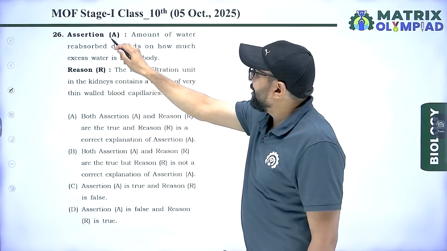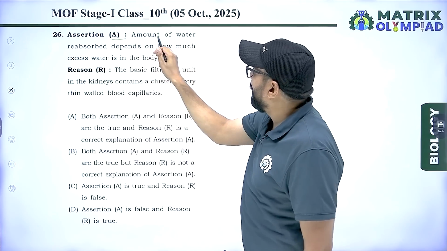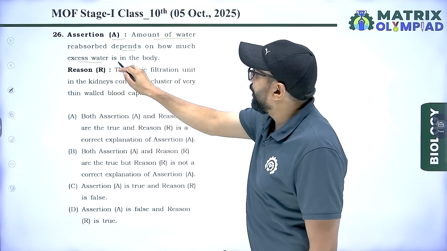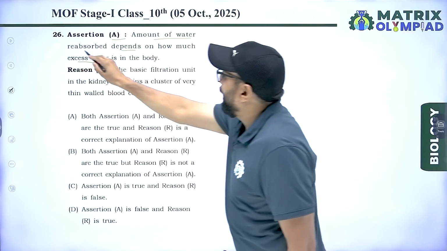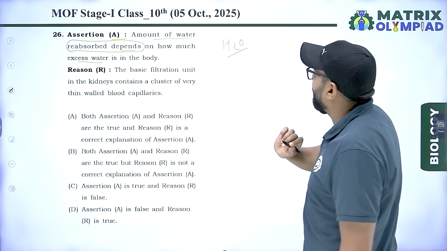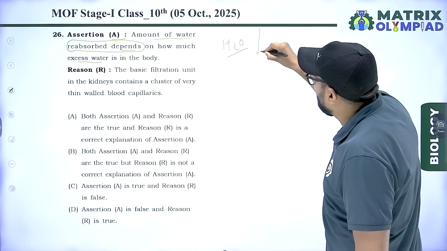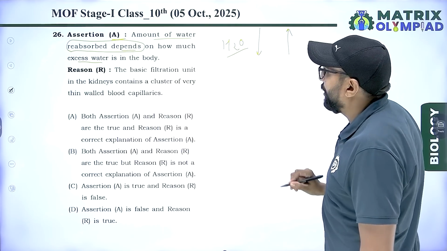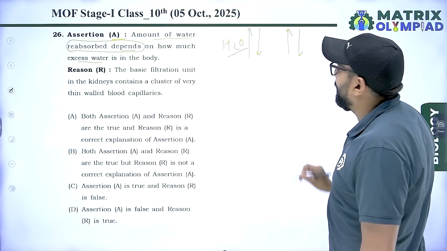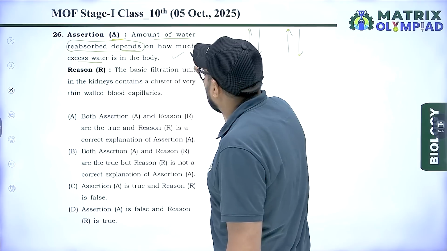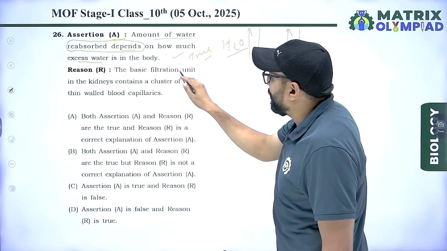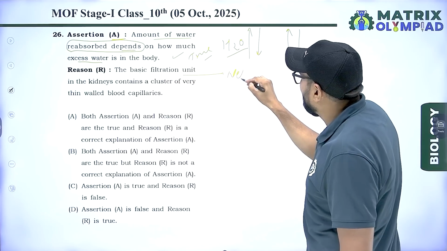Next question is assertion A: the amount of water reabsorbed depends on how much excess water is in the body. Reabsorption depends on water amount. If water amount reduces, reabsorption is high; if water amount is in excess, reabsorption goes down. This is a correct, true statement. The basic filtration unit is the nephron.